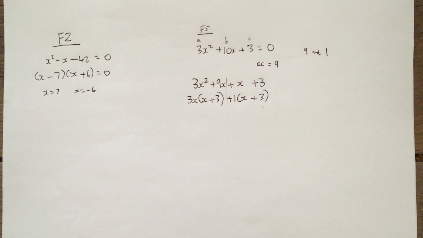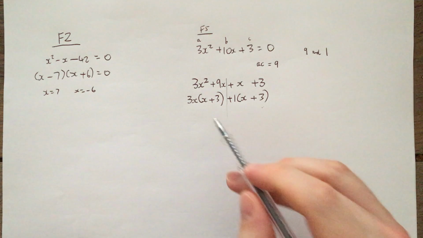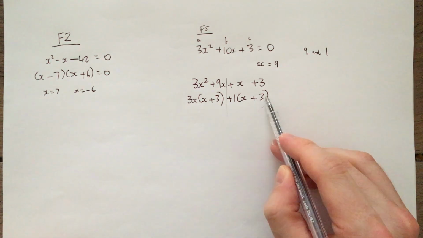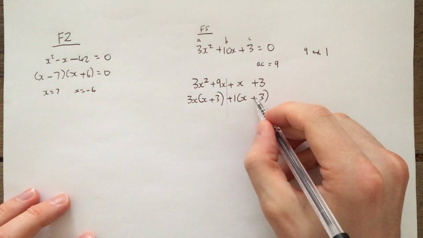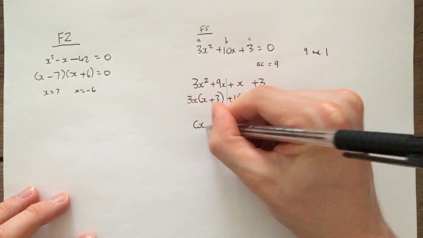Now, this is where you know you're right. This is where you know you're lucky, because both the expressions in the brackets are the same, and that's exactly what we want. That proves that what we're doing is correct. So one of our factorised brackets is going to be x plus 3.